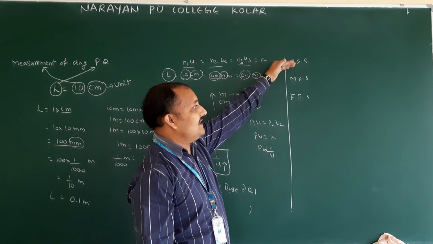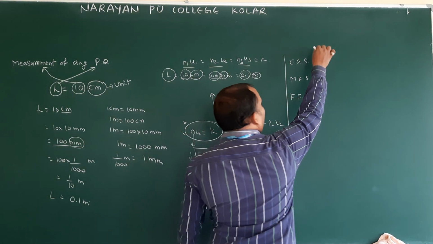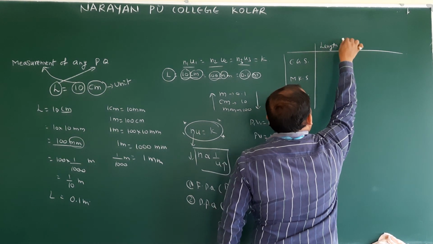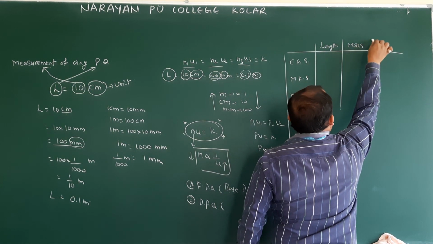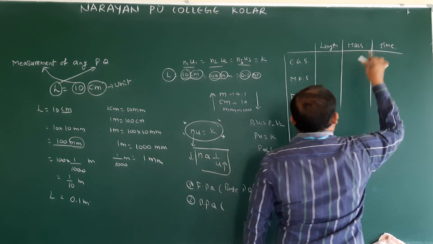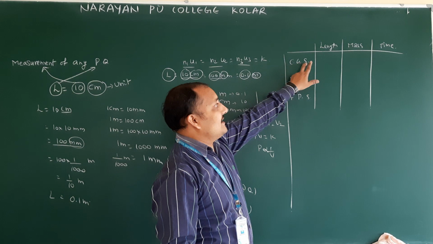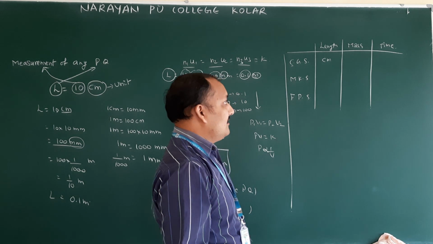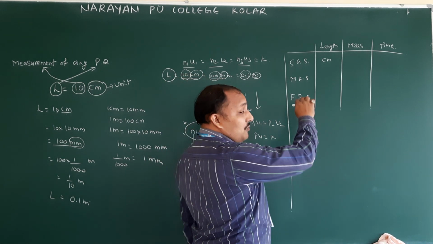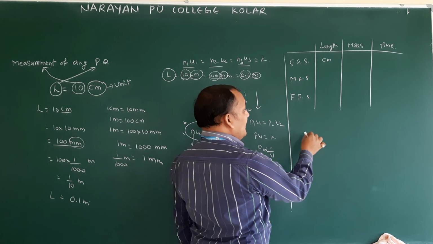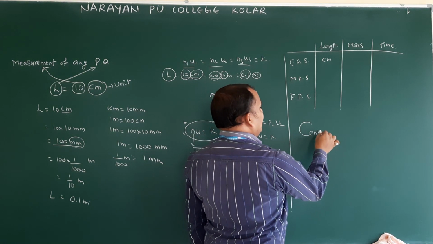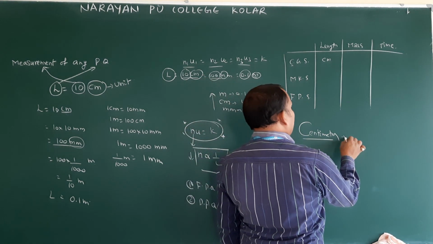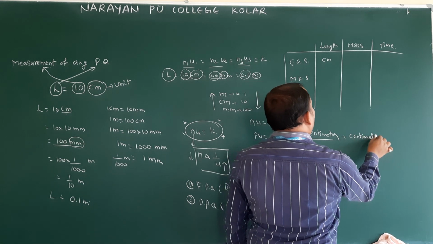So those have different types: CGS, MKS, FPS. This is the system of units. For this, they will give length, mass, time. Okay. So CGS, length means it starts with C, that is nothing but centimeter. How to write units also I will say. Some people will write centimeter with a capital C, but you should not write it like this. You have to always write centimeter with small letters.